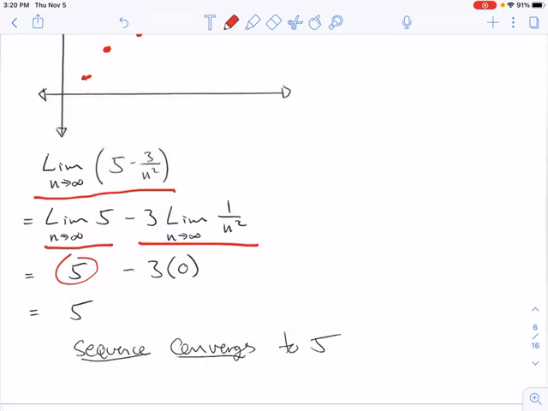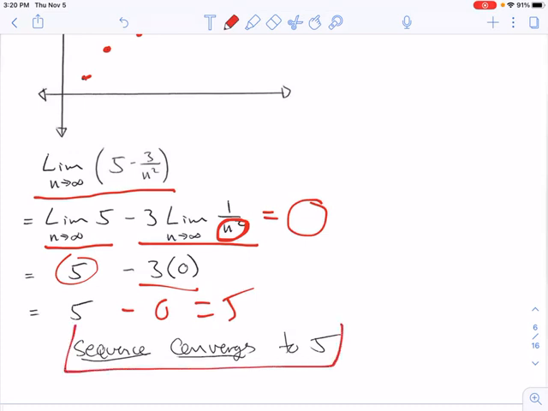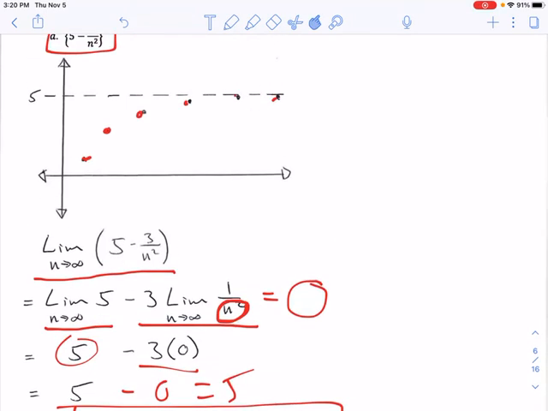Now, a lot of finding limits is very intuitive. We have to think about these intuitively. As n is getting infinitely large, the denominator of this fraction is getting infinitely large. If the denominator of that fraction is getting infinitely large, then the whole fraction is approaching 0. So the limit as n approaches infinity of 1 over n squared is 0. So we have 3 times 0 is 0. 5 minus 0 is 5. So we say that the sequence converges to 5. And again, that is confirmed by looking at this graph.